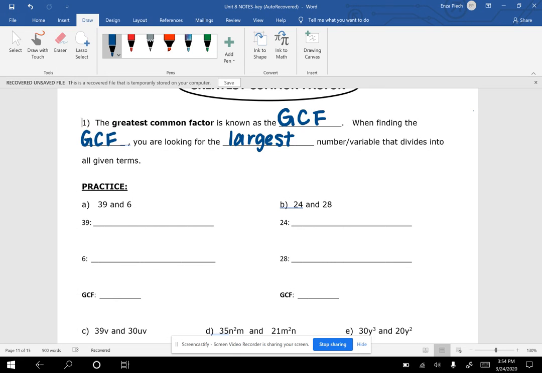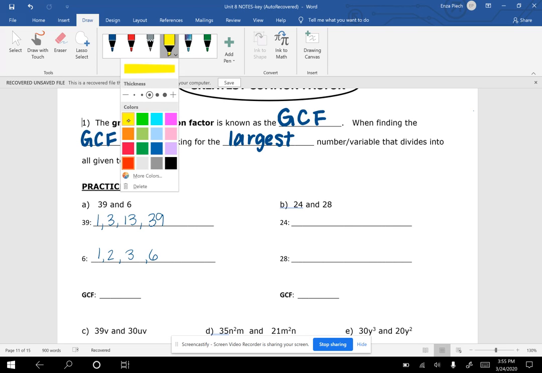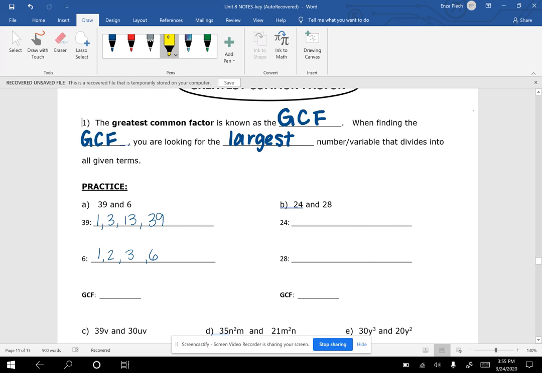So they gave us 39. That's 1 times 39. I also know that is 3 times 13. So I have 4 factors for 39. Then I can do 6. I have 1 times 6. And I also have 2 times 3. So now my job is to identify what are the values that are the same if we have any. We only have 1 here, so we know by looking at this list that the GCF, or our greatest common factor, would be 3.